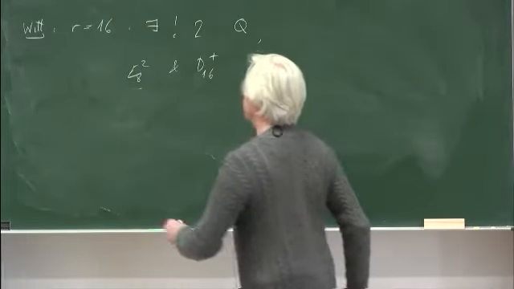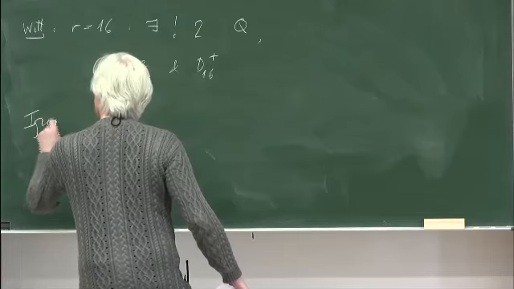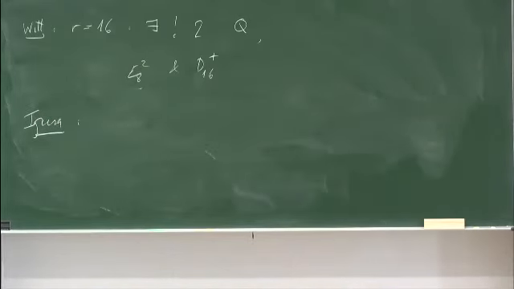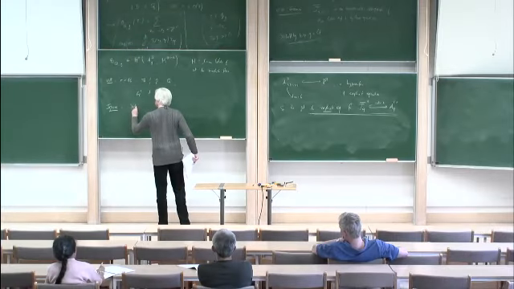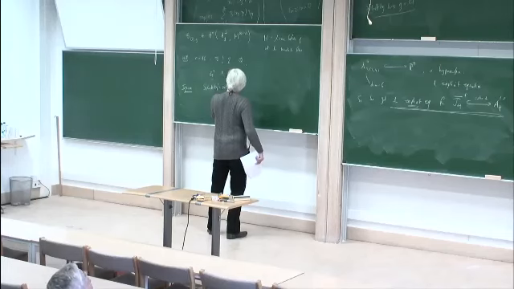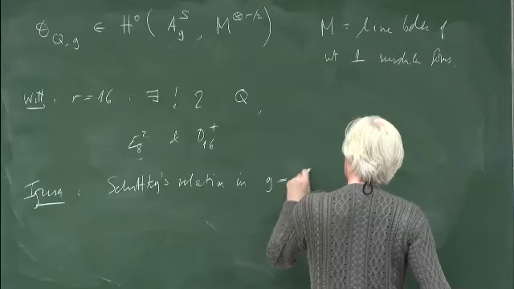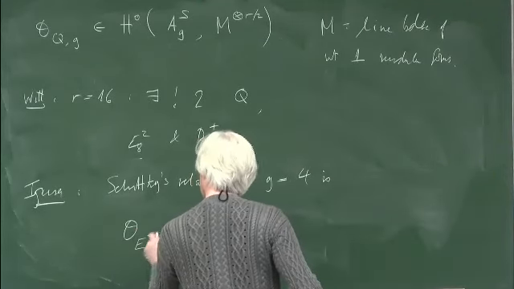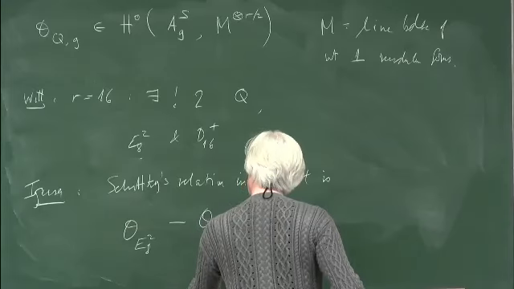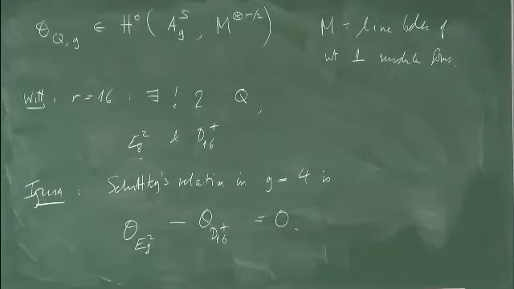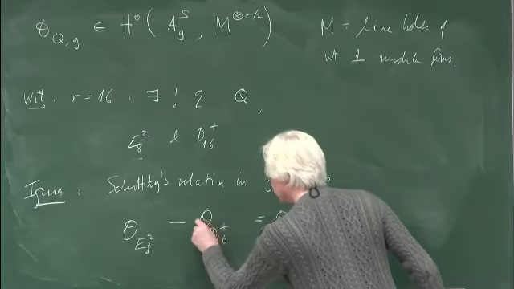Okay, and then Igusa showed that Schottky's explicit relation, Schottky's relation in genus 4 is theta E8 squared minus theta D16+ equals 0. Okay. So finally, I have something which is explicit.